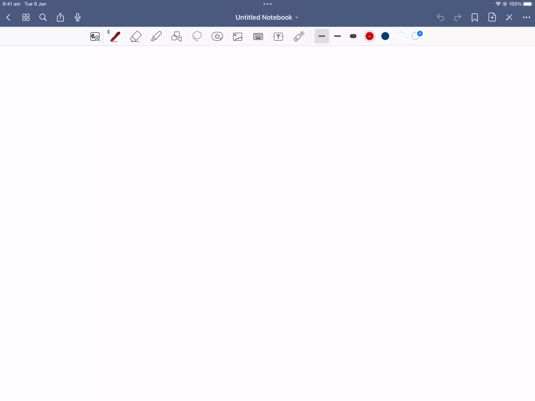So let's start off with an easy example. Suppose we have two equations. The first one is x plus y equals 10, and we're going to call this equation 1. And then my second equation is x minus y equals 2. So let's call this equation 2.